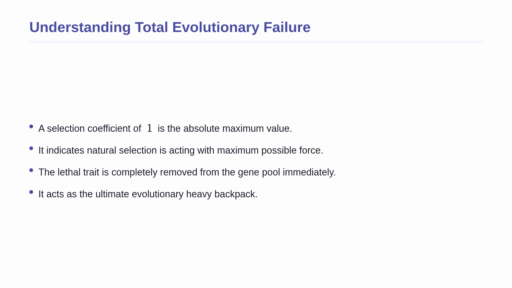So we have calculated a selection coefficient of 1. What does this extreme value tell us? The result of 1 is the absolute maximum value the selection coefficient can take. It indicates that natural selection is acting with the maximum possible force against this trait, completely removing it from the gene pool in a single generation.